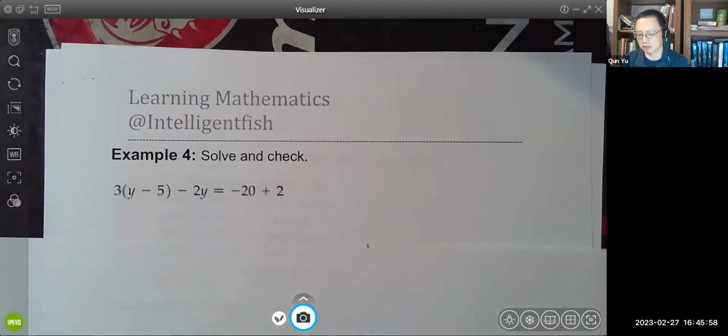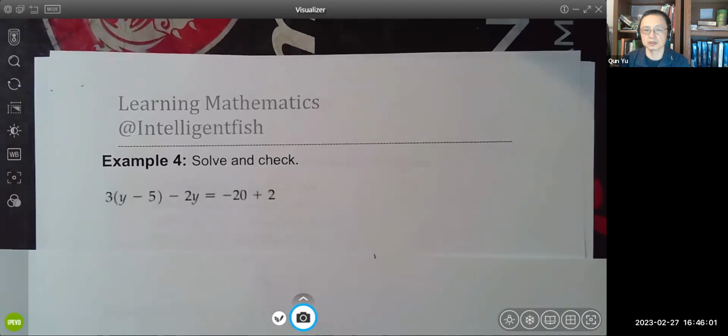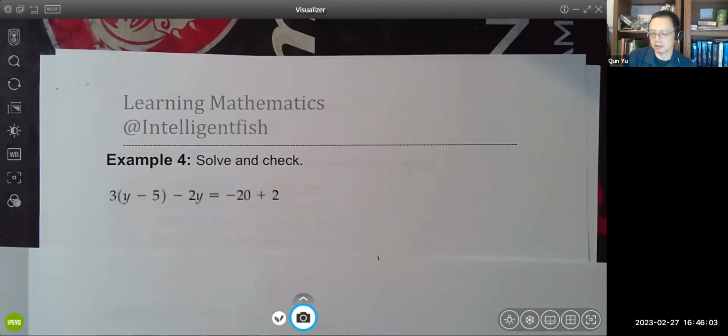Now let's look at our next example. Solve and check, and no fundamental difference. The difference is that we have parentheses, and our goal remains the same. We want to have y on one side by itself. We do that by combining like terms, and after we combine like terms, we move those terms we don't want to the other side, so that on one side we only have that variable term by itself.